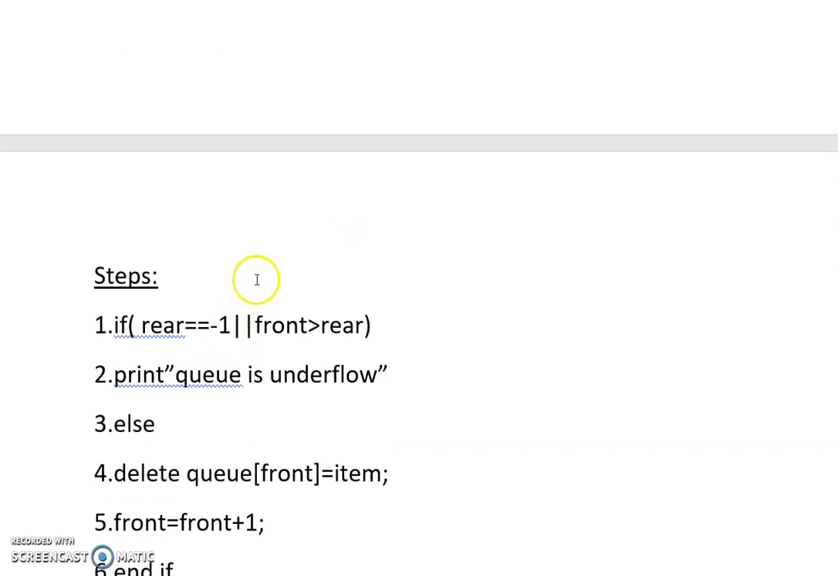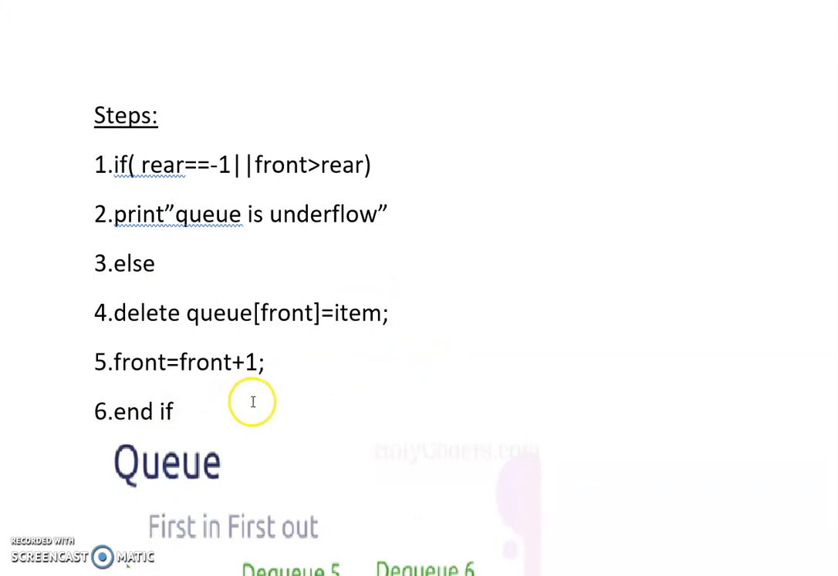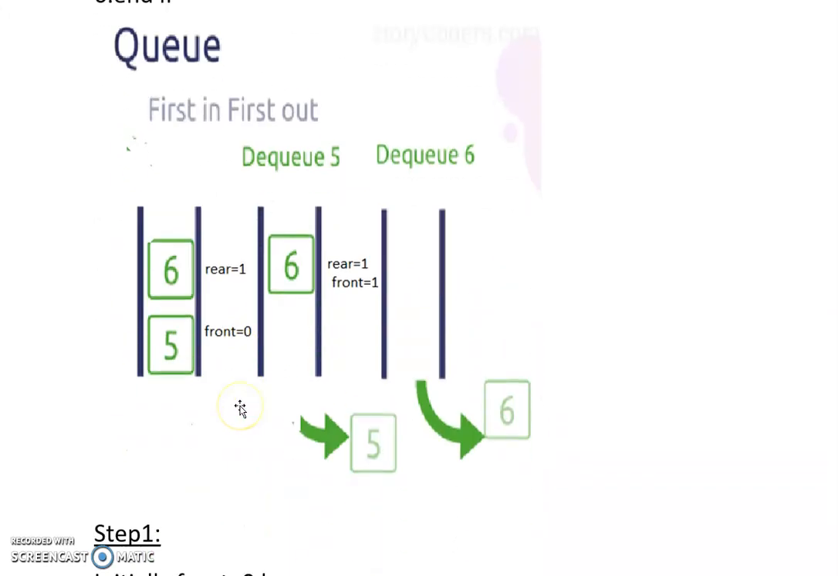Have you got the steps? If rear equal to minus 1, when will rear become minus 1? If no element is present in the Q, rear will be minus 1, or front greater than rear. Front greater than rear means all elements are deleted, front becomes a greater value than rear. So Q is underflow. Else delete Q of front equal to item. By using front we are deleting an element from the Q. After that, incrementing the front value.